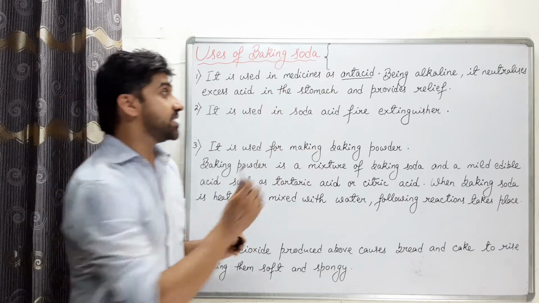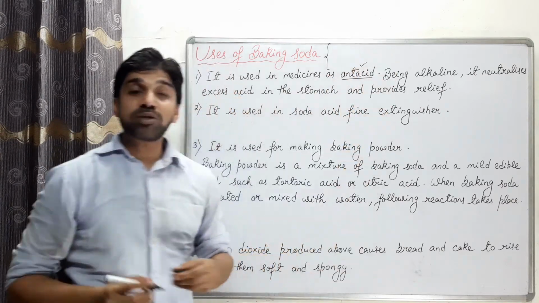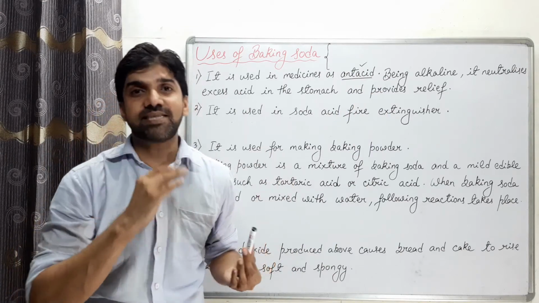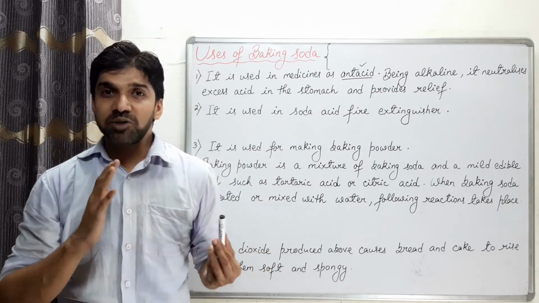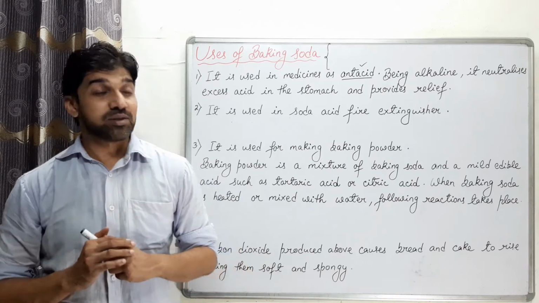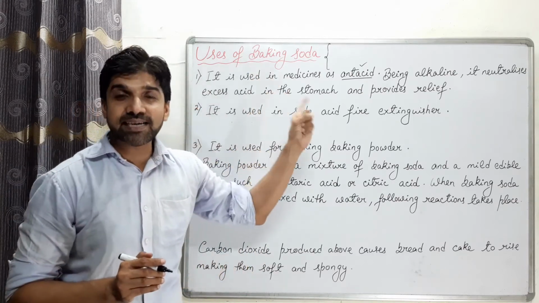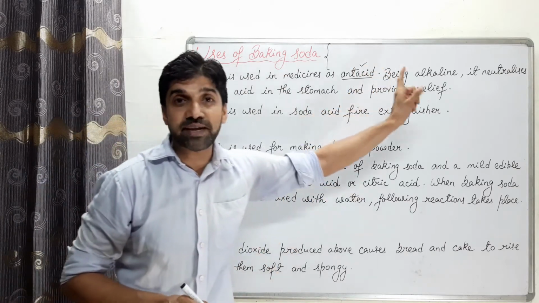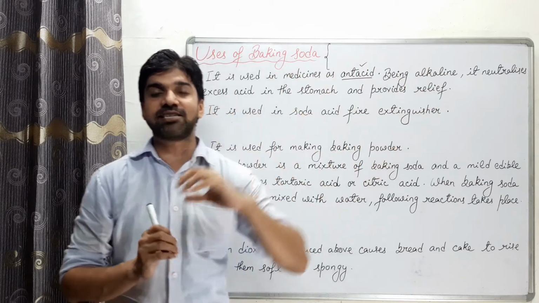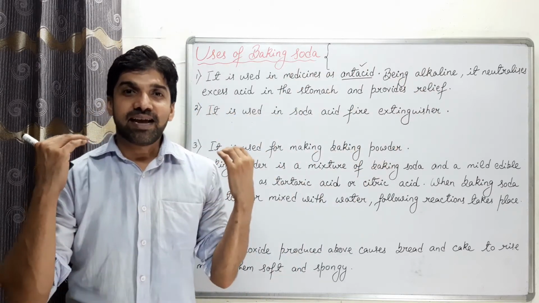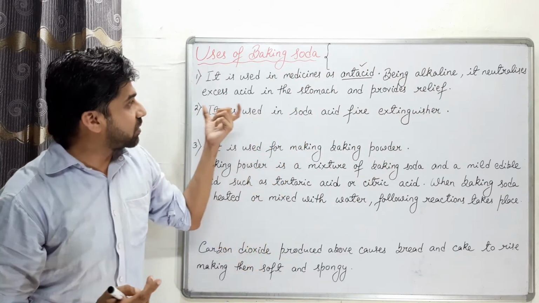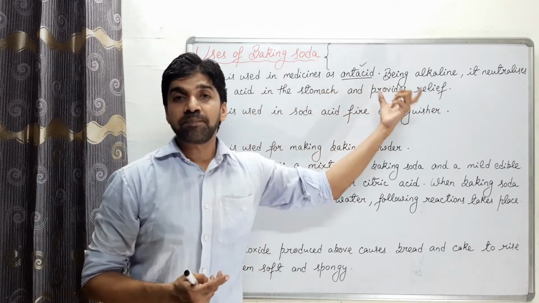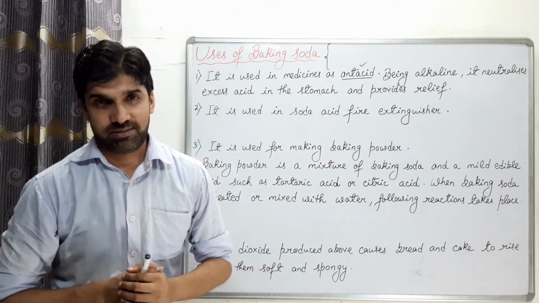Now what are antacids? Antacids are those chemical substances which neutralize the excess amount of acid, hydrochloric acid, produced in the stomach. So in this case, baking soda acts as an antacid. Why? Because it is weak, basic in nature. It is alkaline in nature, and it will neutralize the excess amount of acid produced in the stomach and give us relief from pain and irritation.